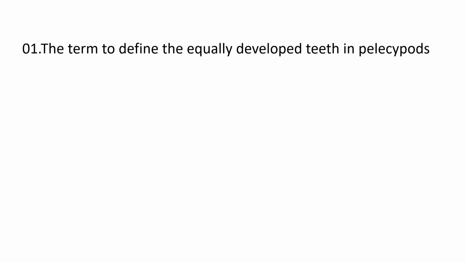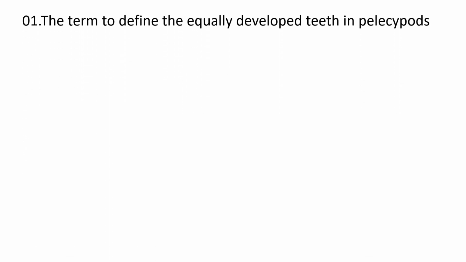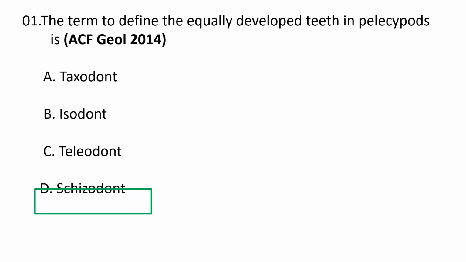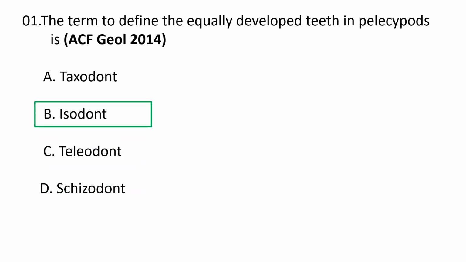Coming to the first question. The term to define the equally developed teeth in pelecypods is A. Taxodont, B. Isodont, C. Teleodont and D. Schizodont. So the correct answer is Isodont. Isodont is the hinge line. It has lateral tubercles and sockets on either side of a thick ligament, which is referred to as resilium. So Isodont is used to define the equally developed teeth in pelecypods. So B is the correct option.